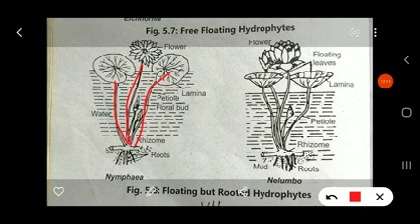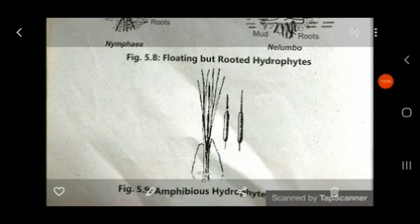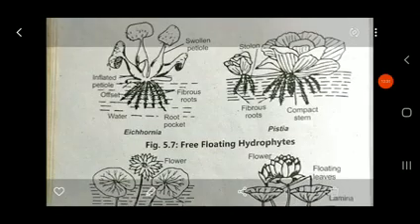These are the petioles and floral buds. Same condition here in Nymphaea. Then this is the amphibian Typha, as you see. These are some examples of hydrophytes where the stem, root and petioles show adaptations for water conditions.